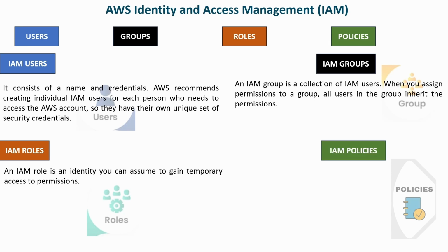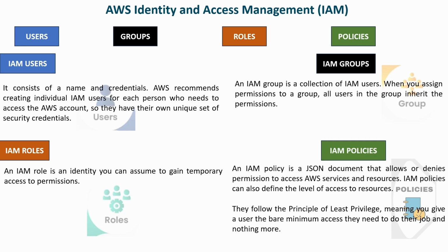An IAM policy is a JSON document that allows or denies permissions to access AWS resources and services. IAM policies can also define the level of access to resources. They follow the principle of least privilege, meaning you give a user the bare minimum access they need to do their job and nothing more. For example, you can allow employees to access all the Amazon S3 buckets in your AWS account or only a specific bucket. Now, as we know what's IAM, let's understand protecting networks and applications.